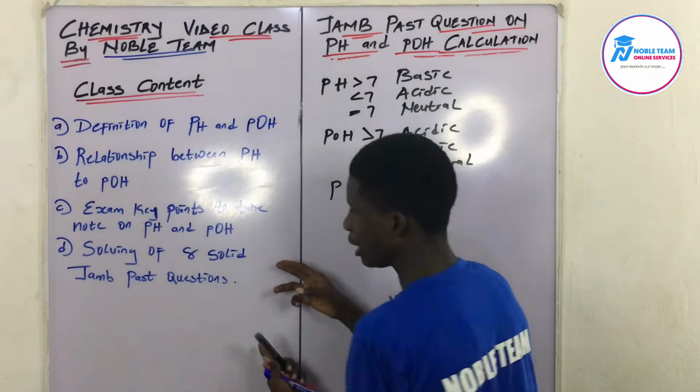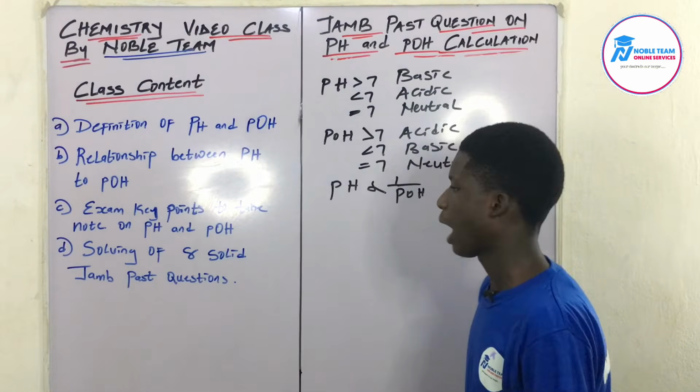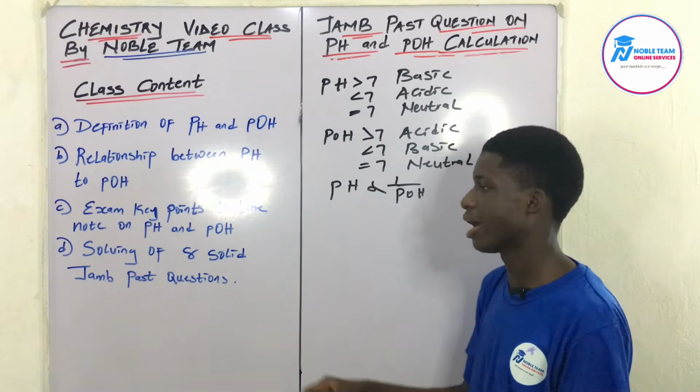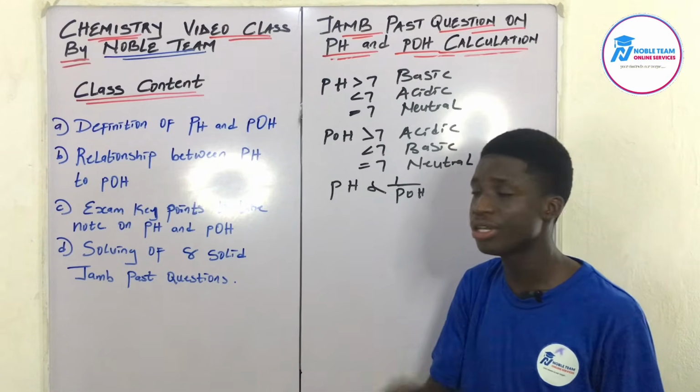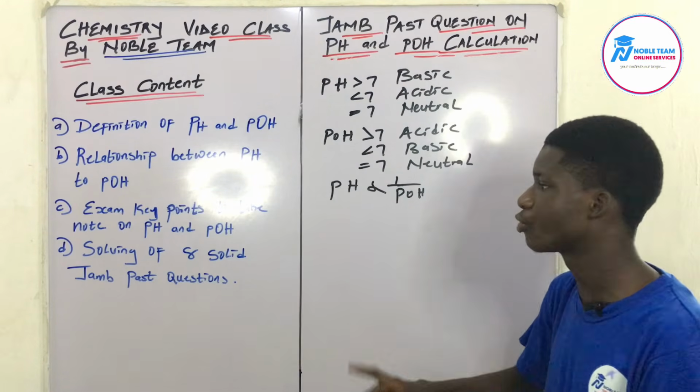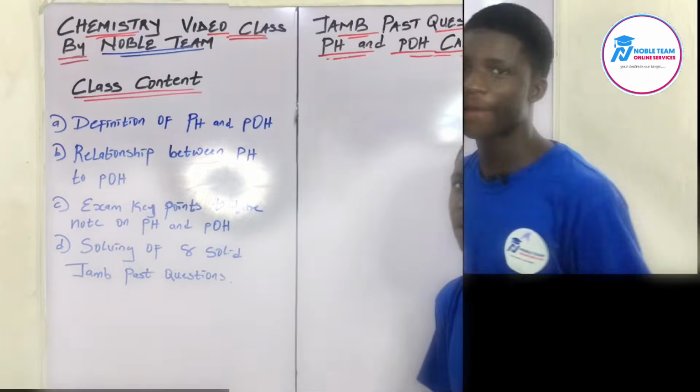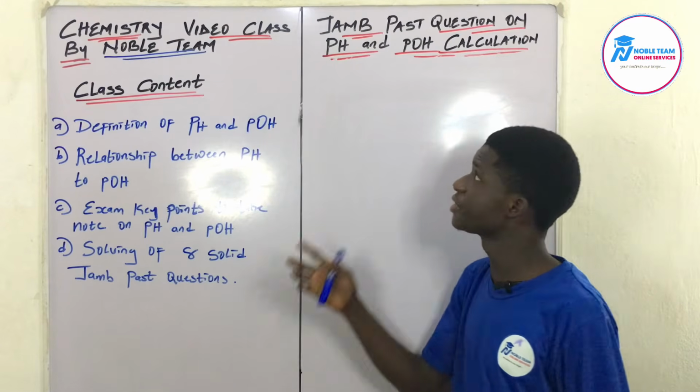Now, we are done. Let's solve solid JAMB questions. I'm going to be solving 8, as I said earlier, and you yourself are going to be solving 3 as an assignment, and you'll be dropping it in the comment box. Now, let's solve question 1. Alright, now let's solve questions on pH and pOH.